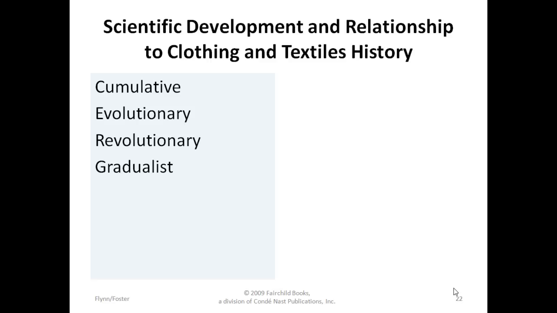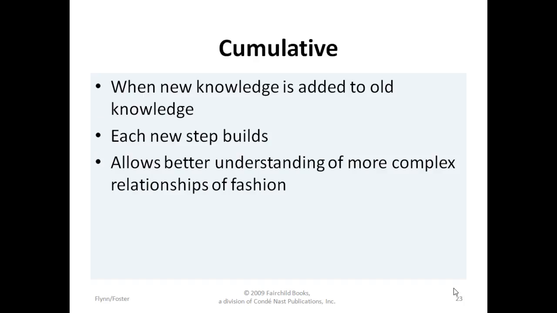Now we're going to look at 4 models of scientific development in clothing and textiles. So the first one is the cumulative theory. And this is when new knowledge is added to old knowledge, and each step builds to a more complex step. So an example within textiles would be fabric starts as a fiber, then a fiber is spun into a yarn, and then a yarn is made into fabric. So we're just adding, each step builds to a more complex relationship.